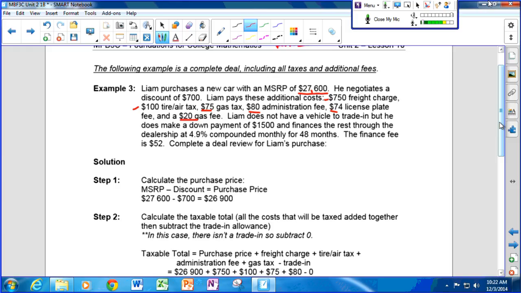He doesn't have a vehicle to trade in. Wow, this is a long deal. But he does make a down payment, this is important, of $1,500 and finances the rest through the dealership at 4.9% compounded monthly. That's 12 per year for 48 months. That's not so bad. That's 4 years, right? Okay, it's a pretty typical car deal. And then the finance fee is $52.